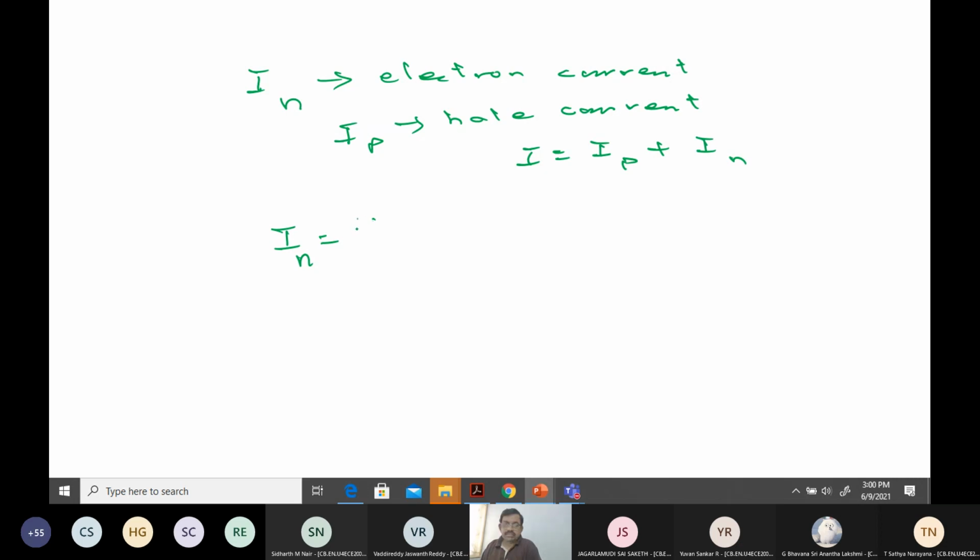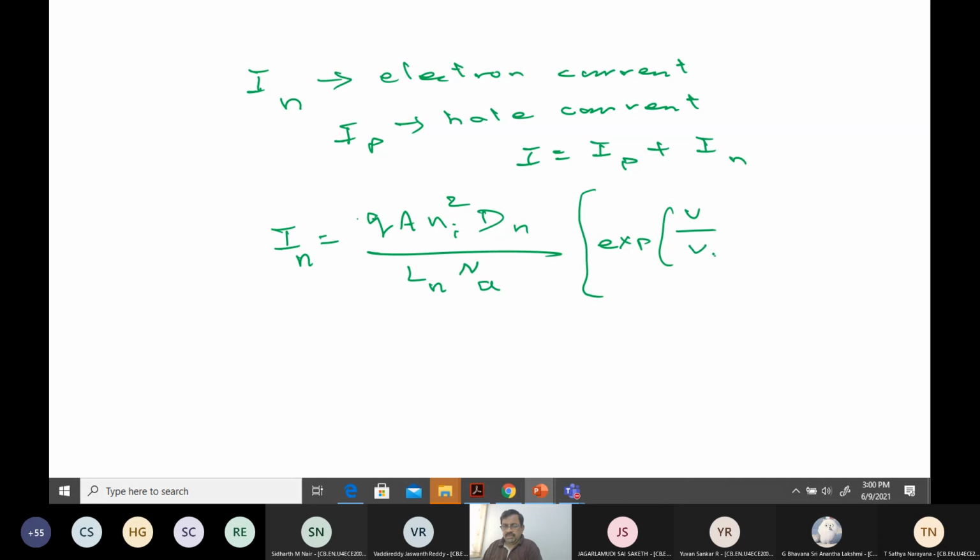IN will be equal to Q A Ni square, Dn by Ln Na, exponential of V by Vt minus 1. Okay, so that is my expression, and IP will be equivalent to, you can substitute, everything is given directly, and find it.